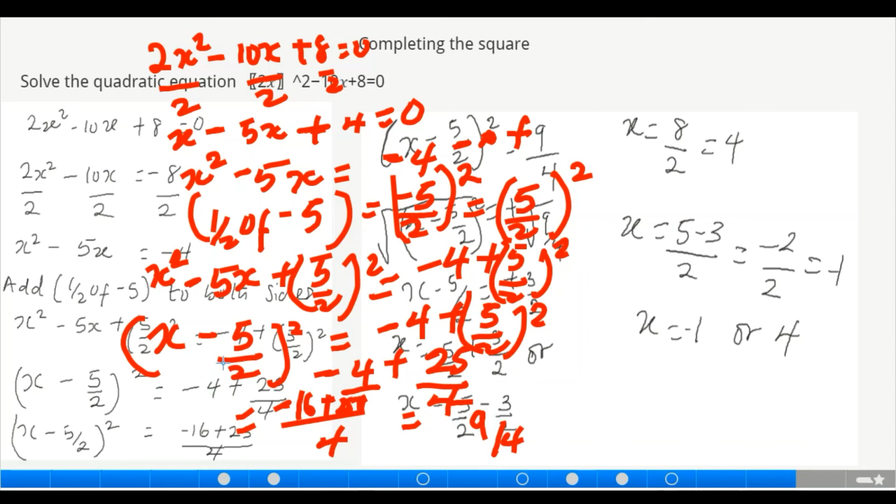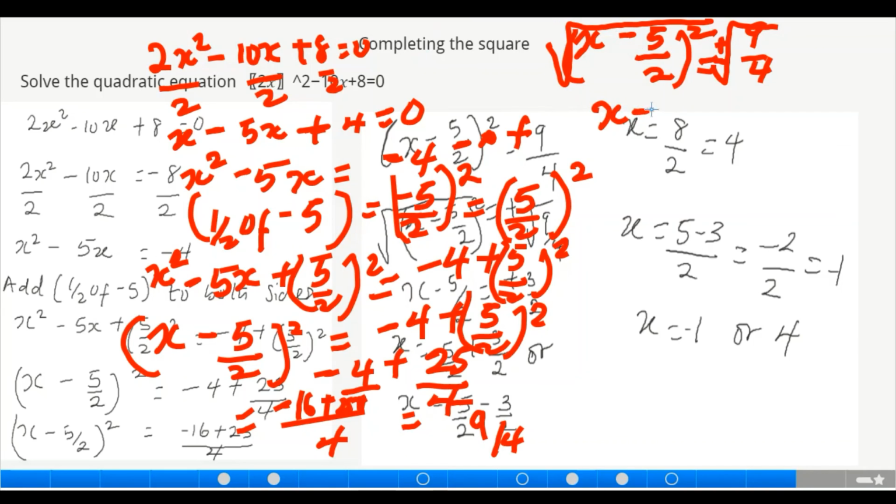Now we come back to this expression and we have x minus 5 divided by 2 all squared. We have solved our right hand side to be 9 over 4. We want to take out this square. For us to take the square, we find the square root of both sides. So now let's find the square root of both sides and we introduce plus or minus since we are solving our quadratic equation. What we have left here is going to be x minus 5 divided by 2. The square will cancel the square root.